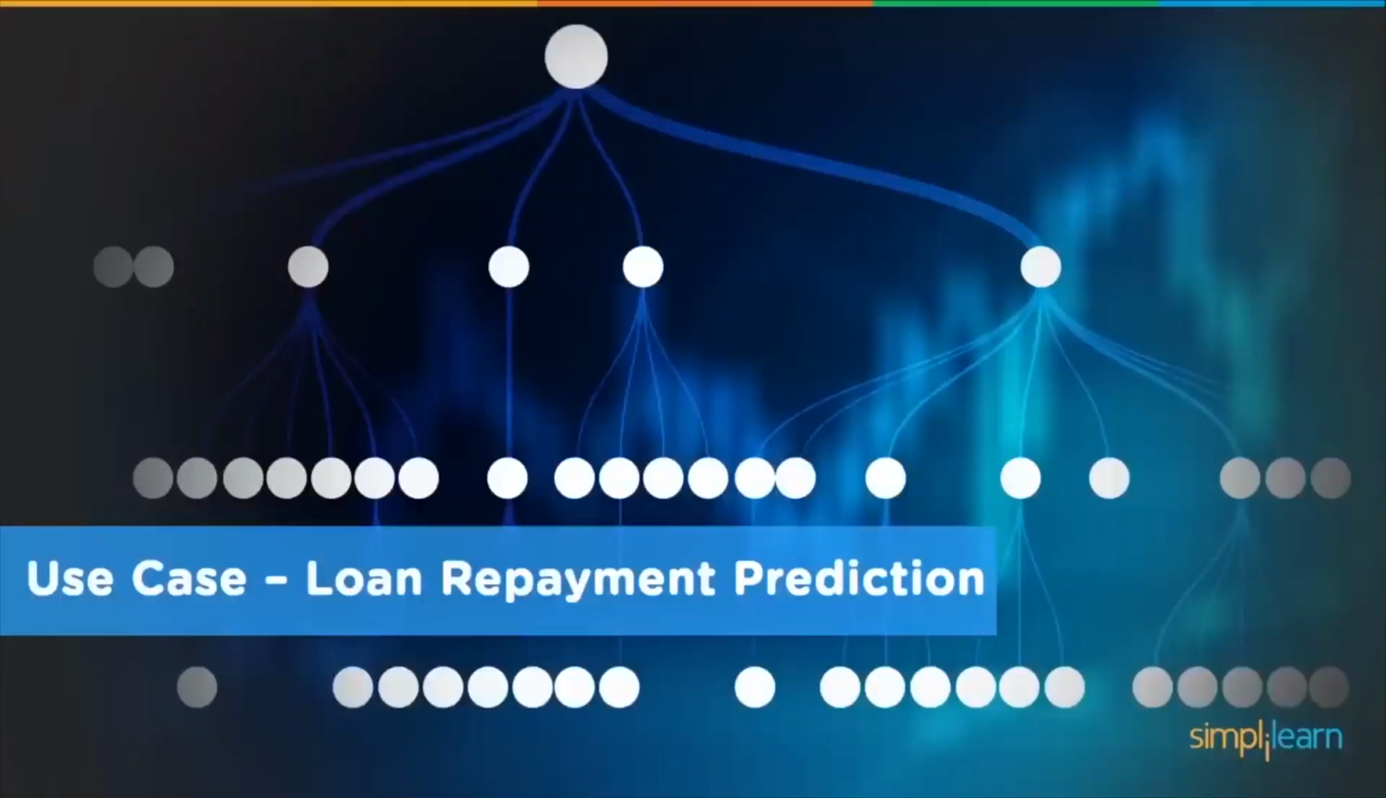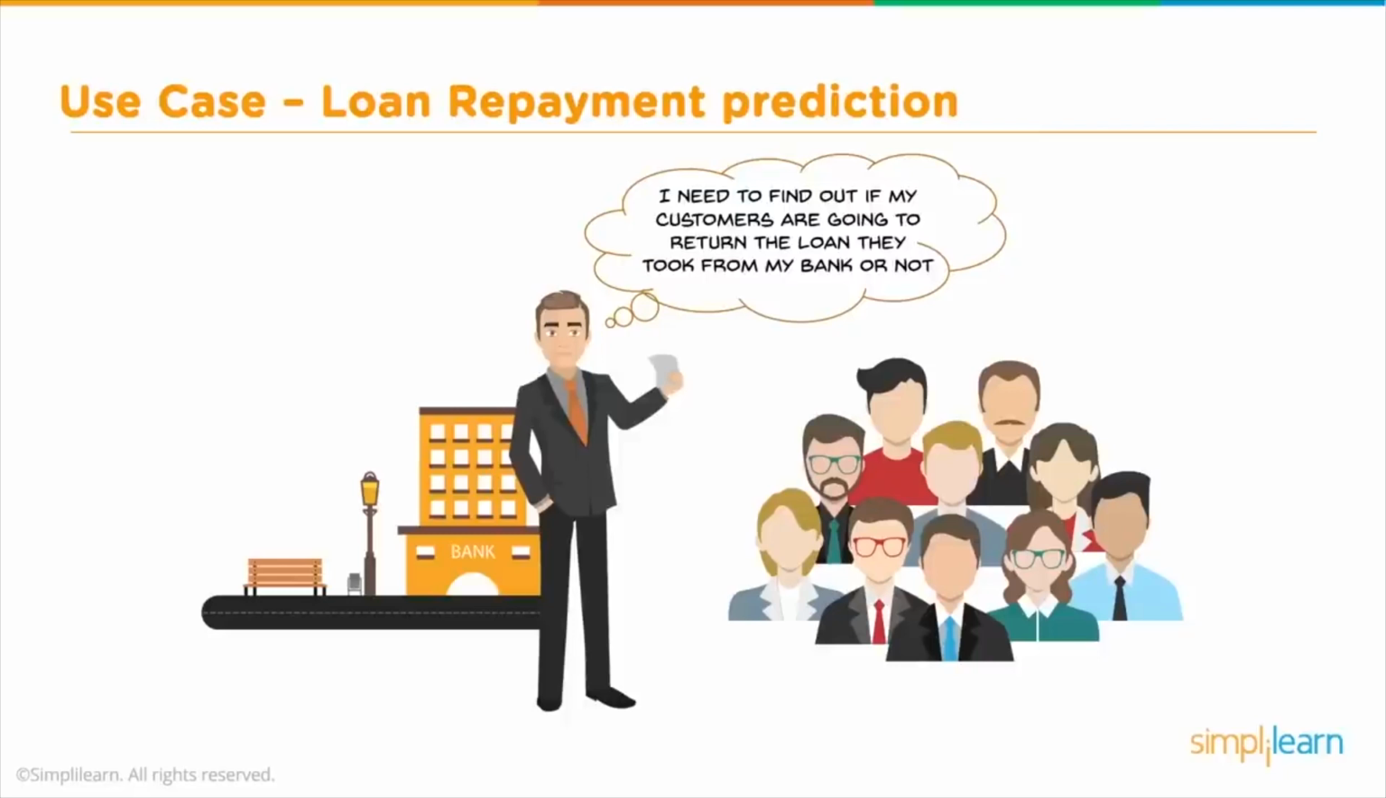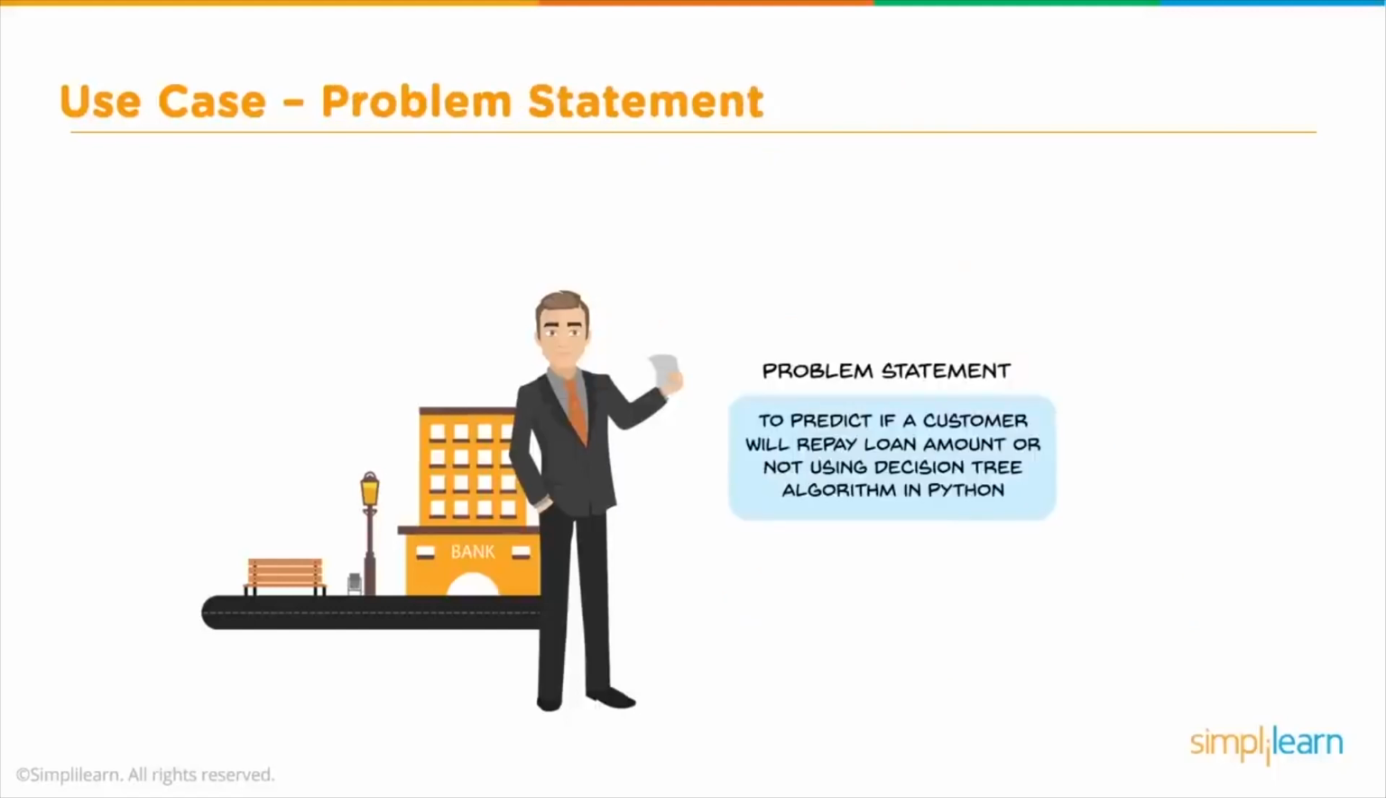Use case: loan repayment prediction. Let's get into my favorite part and open up some Python and see what the programming code and the scripting looks like. In here, we're going to want to do a prediction. We start with this individual who's requesting to find out how good his customers are going to be, whether they're going to repay their loan or not for his bank. From that, we want to generate a problem statement to predict if a customer will repay a loan amount or not, and then we're going to be using the decision tree algorithm in Python. Let's see what that looks like, and let's dive into the code.